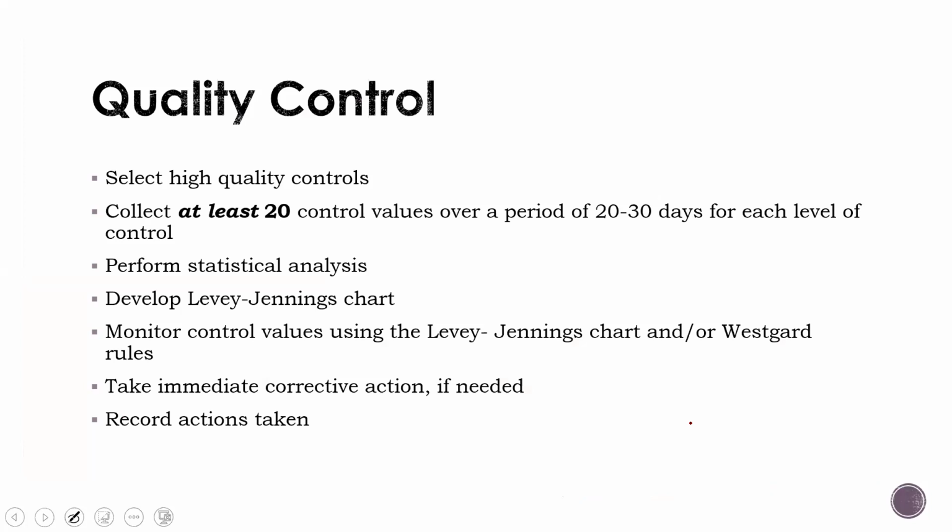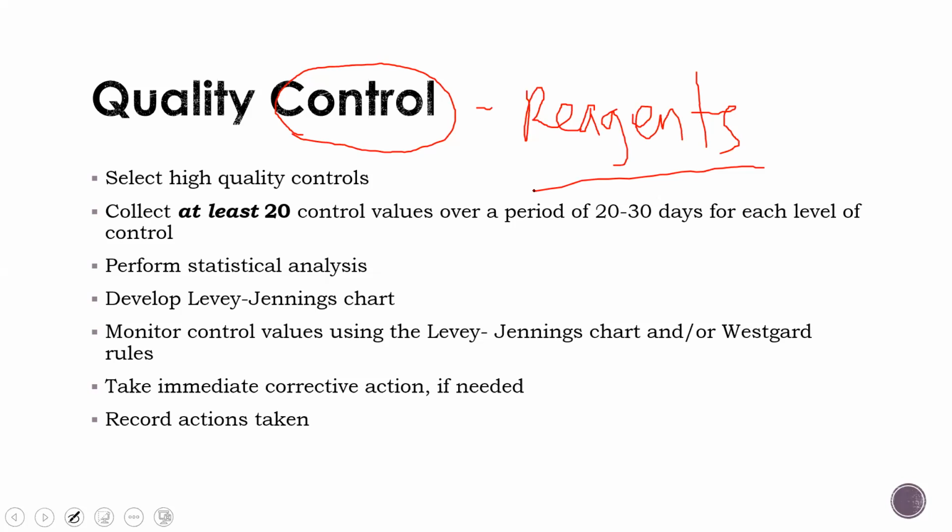You have to select high quality controls. When we talk of controls, we refer to reagents. There should be at least 20 control values over a period of 20 to 30 days for each level of control. Perform statistical analysis, develop Levey-Jennings Chart, monitor control values using Levey-Jennings and Westgard rule, take immediate corrective action if needed, and record actions taken. So this is the process, no, of your quality control.